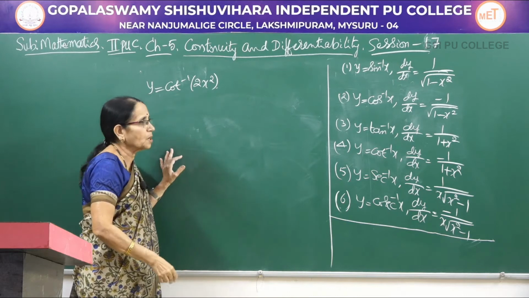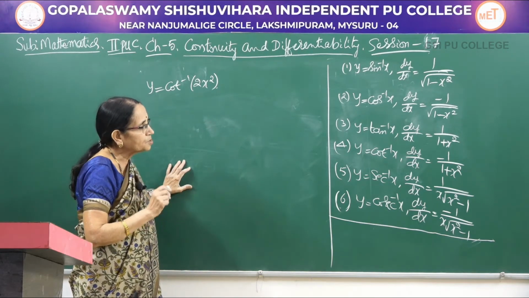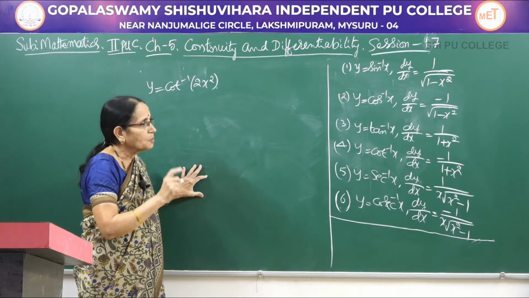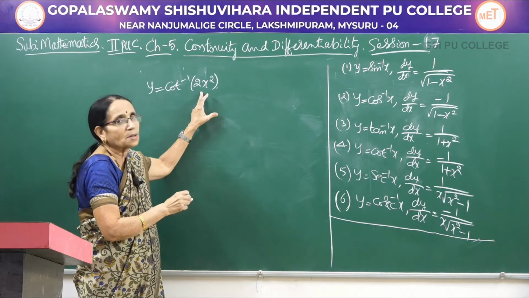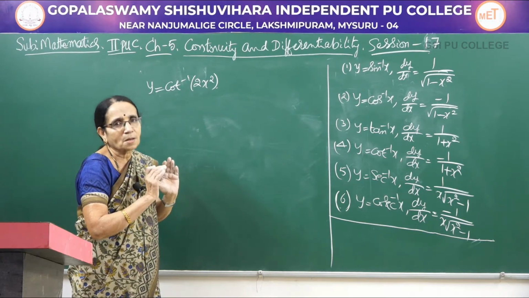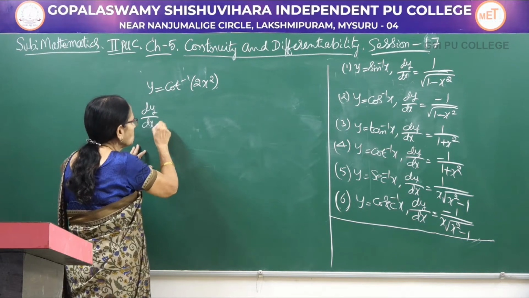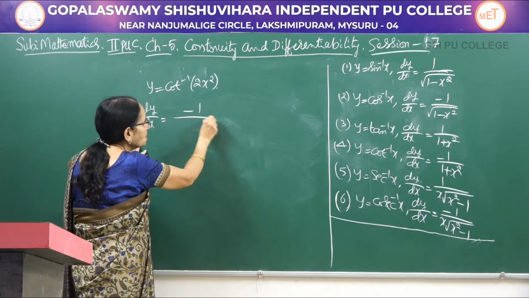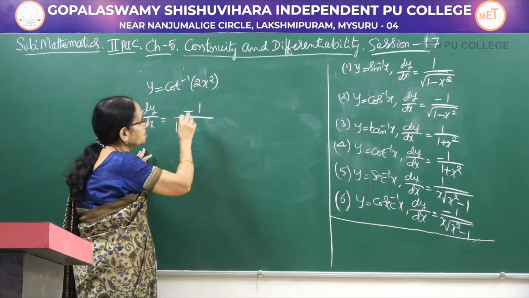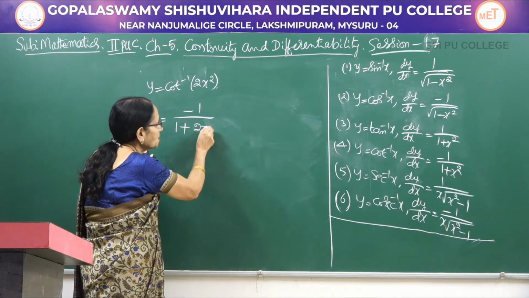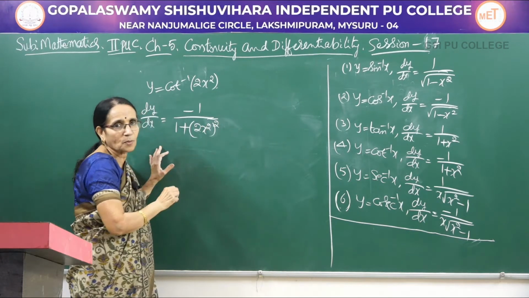Cot inverse of 2x square. So, I am referring to the fourth formula. What's the derivative of cot inverse x? Minus 1 divided by 1 plus whatever function is there, whatever term is there, that has to be squared. Therefore, dy by dx would be equal to, first write minus 1 over 1 plus x square. In the place of x I am having 2x square, the whole square.